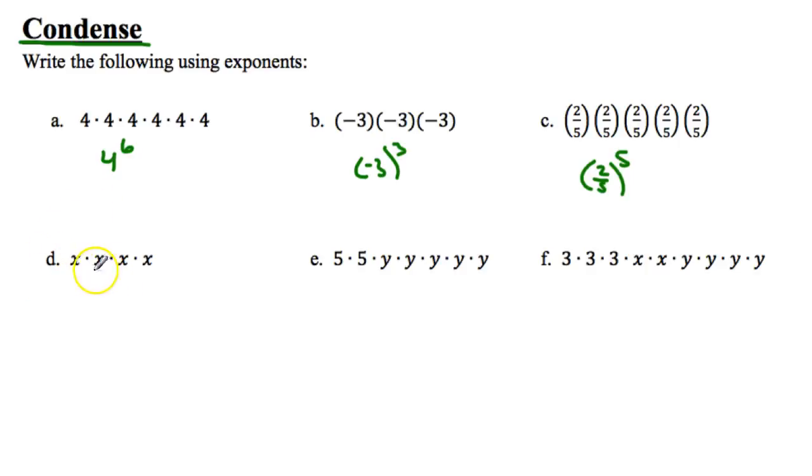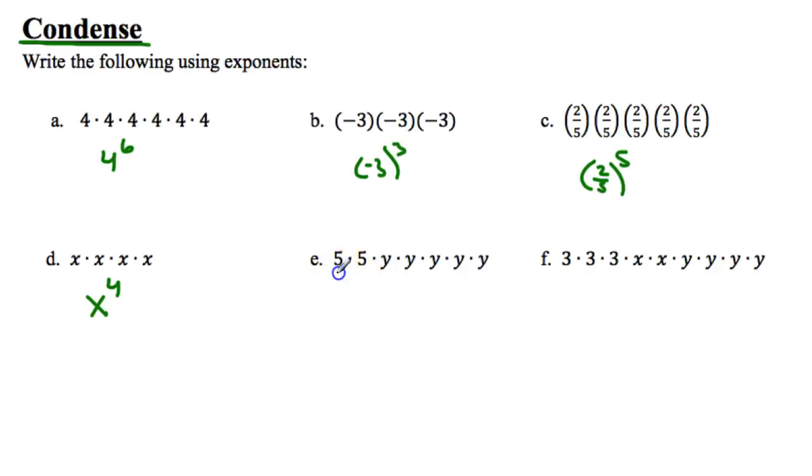Cruising. Alright, over here, D, we've got x's. How many do we have? 1, 2, 3, 4. So that's 4 x's. The base would be x, and it's being multiplied by itself 4 times. Ooh, over here, we got 5's and y's. Oh my goodness. Don't worry, we can do it. We're just going to write 2 different things.